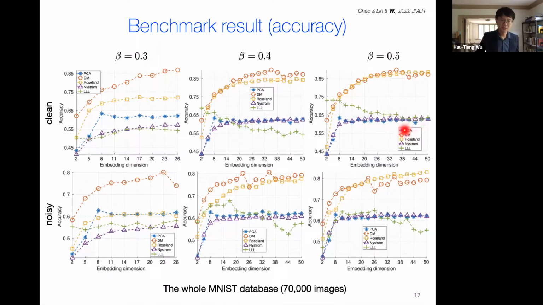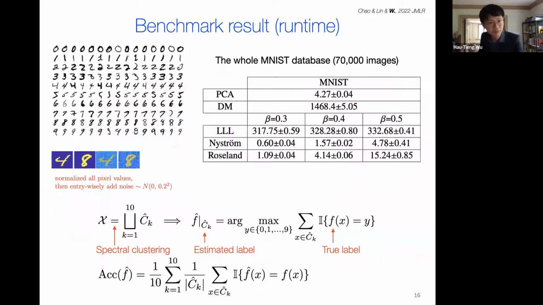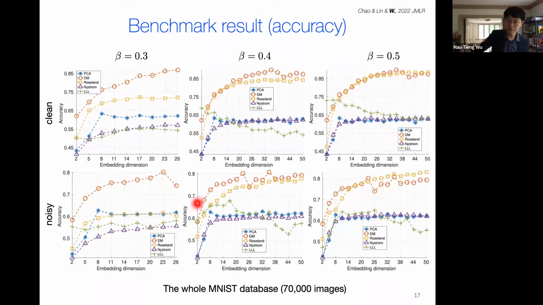And we also tried noisy data. That is, we added some noise, and the noisy data looks like this. We normalize the image so that it's between 0 and 1, and we add noise with standard deviation 0.2. In this noisy data, you can get roughly 80%. So I would say this is not bad. Could be better, but not bad.